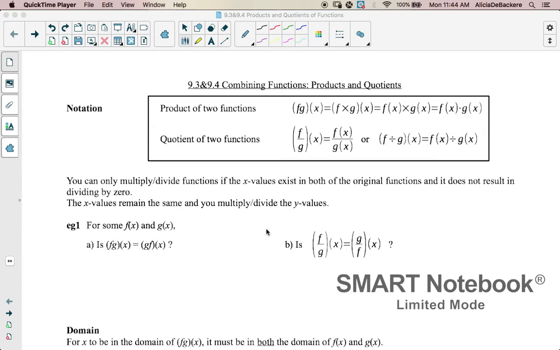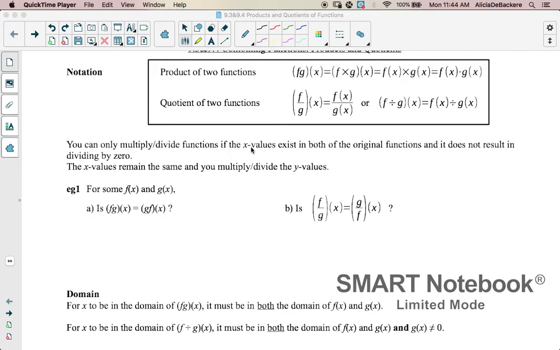Okay, so we can multiply or divide functions, again, if the x values exist in both of the original functions and it doesn't result in me dividing by 0. So I have to think about that when I'm doing a quotient. The x values, again, remain the same, and I just multiply and divide the y values.